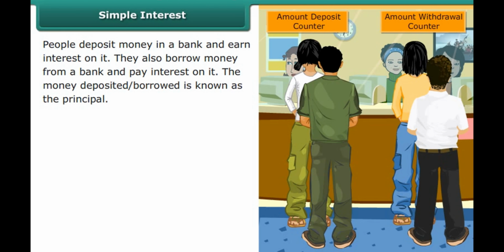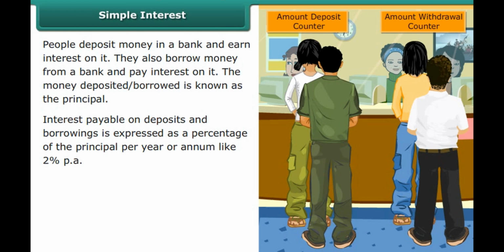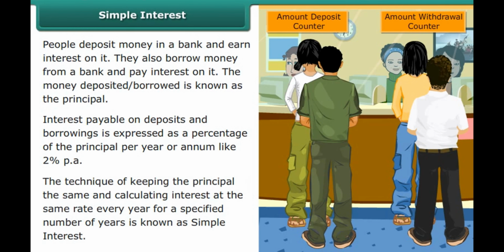Simple interest. People deposit money in bank and earn interest on it. They also borrow money from a bank and pay interest on it. The money deposited or borrowed is known as the principal. Interest payable on deposits and borrowings is expressed as a percentage of the principal per year or annum, like 2% per annum. The technique of keeping the principal the same and calculating interest at the same rate every year for a specified number of years is known as simple interest.